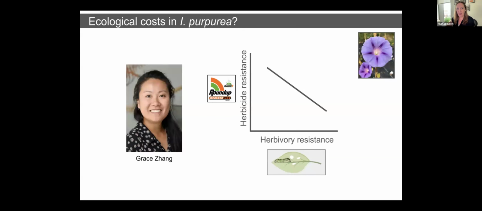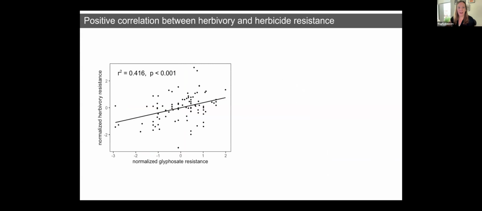Okay, so back to Grace's main question. Is there the presence of a trade-off between herbicide resistance and herbivory resistance, which could indicate an ecological cost in the common morning glory? Well, this is what she found. On the y-axis, I'm showing you the normalized glyphosate resistance and the normalized herbivory resistance, and we can see a strong positive relationship between the 2 traits. So this is pretty much totally opposite of our prediction of a trade-off between the 2 traits, and that we found a positive relationship between the 2.